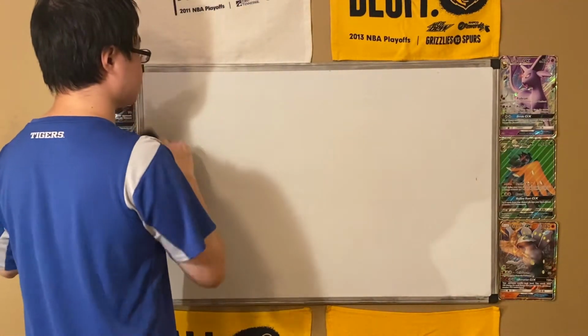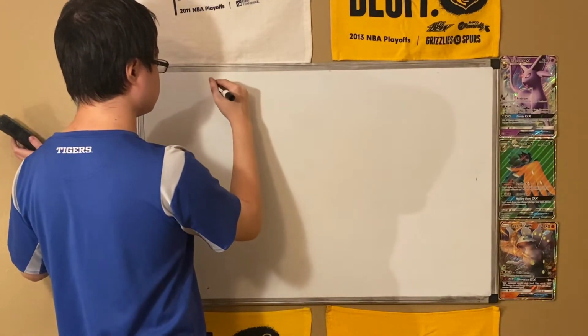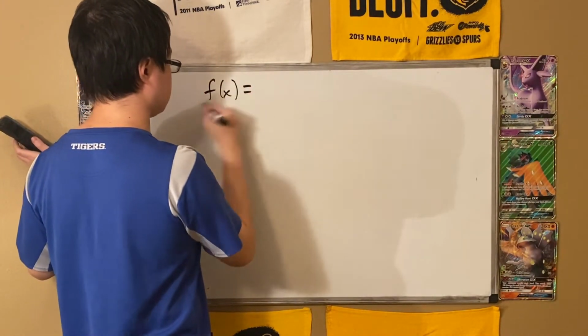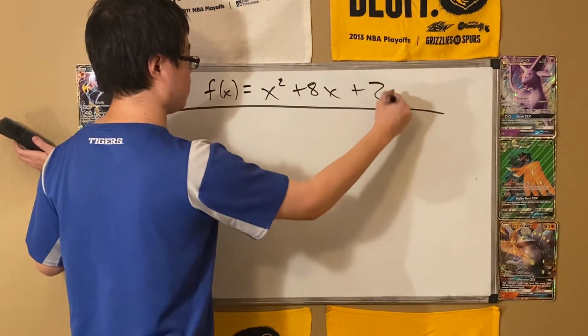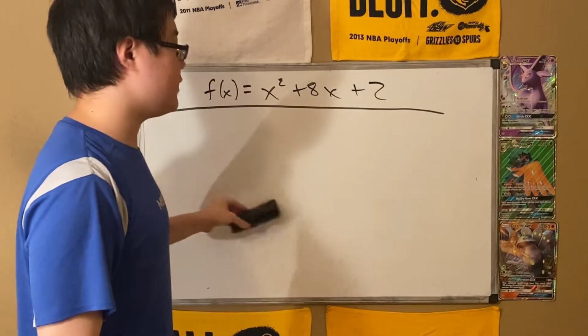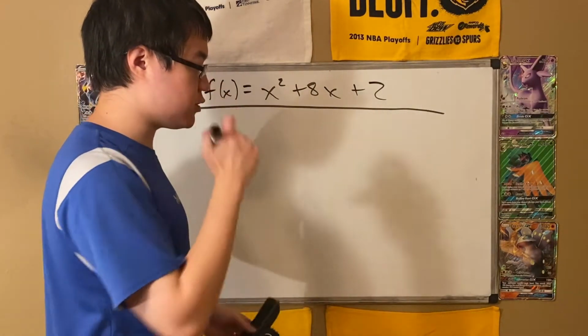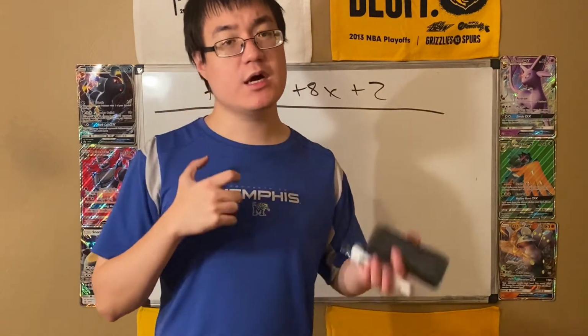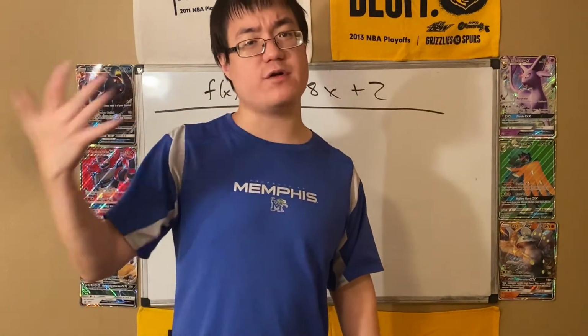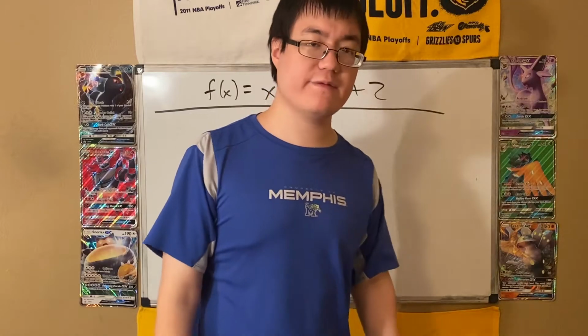So the second derivative test is used very rarely, but sometimes you're forced to use it. So f of x equals, for example, x squared plus 8x plus 2. What we're going to do is try to find the local max and the local min of this function right here. Even though it's called the second derivative test, remember that it really should be called the first derivative test and the second derivative test.